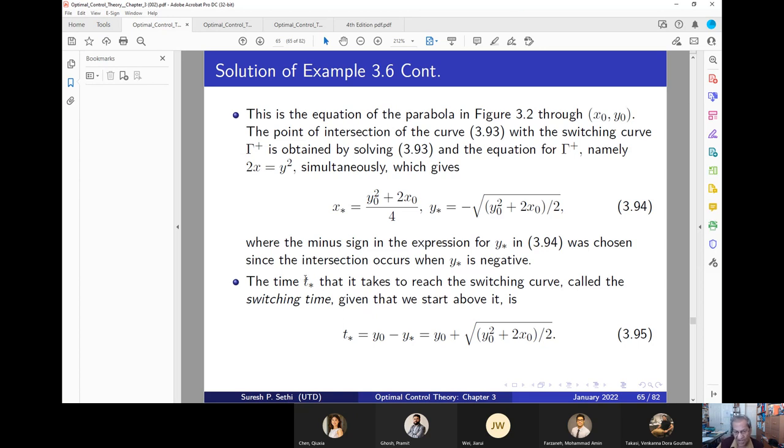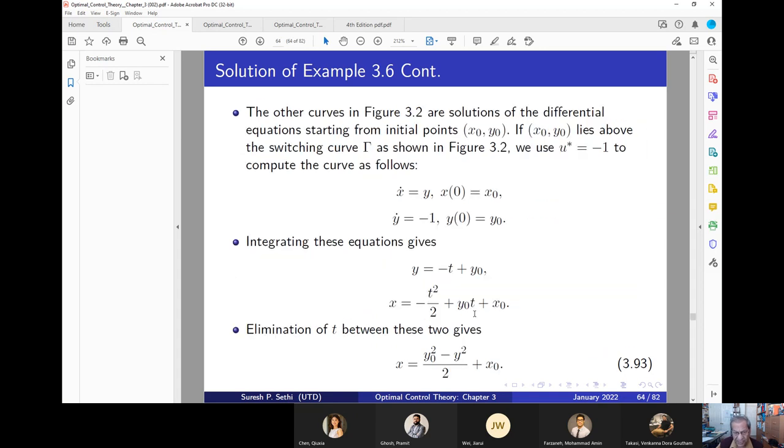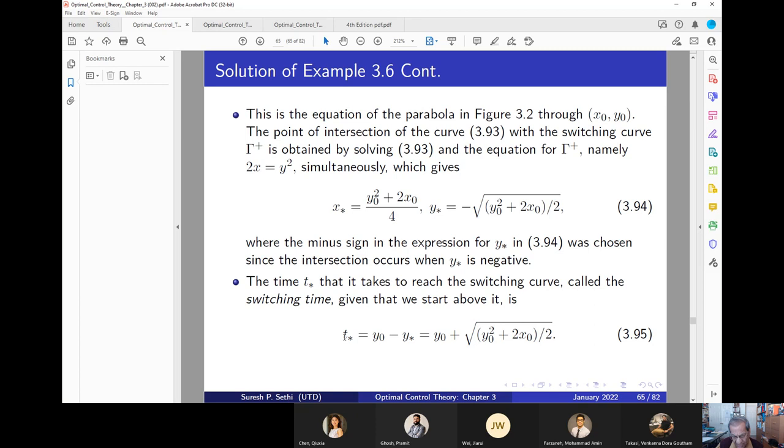The time t lower star is the time it takes to switch curve, called the switching time. Given that we start above it, you can see easily this is the solution. So if I can put y star here, I will get it. If I get lower y star, y sub star, not super star, then I'll get t sub star. So if I put y, I get the t sub star as y zero minus y sub star. I already know what y sub star is. So this is my T sub star.